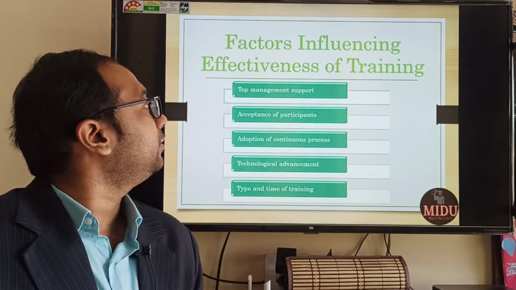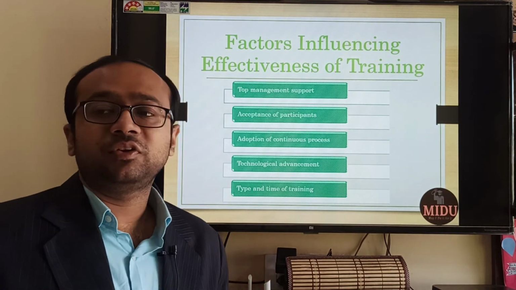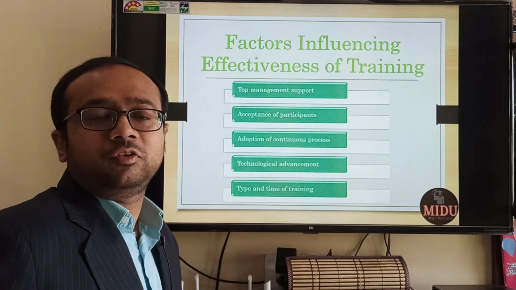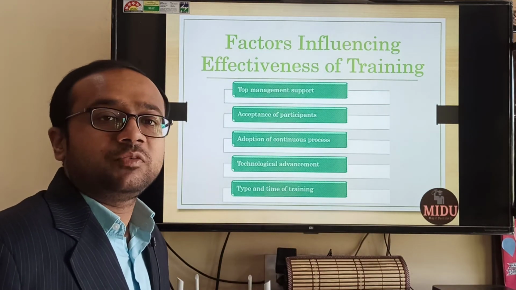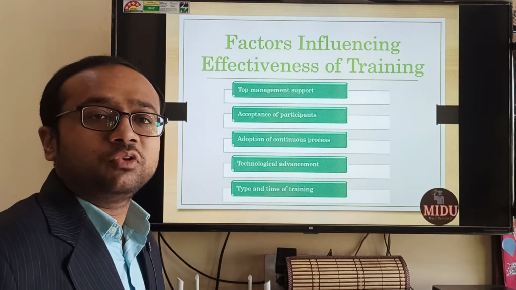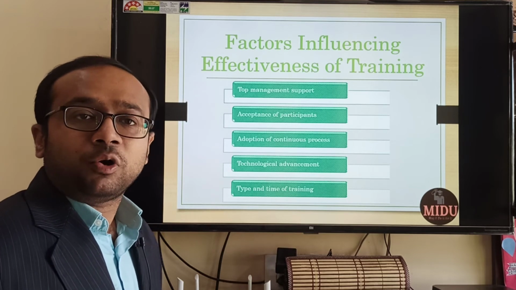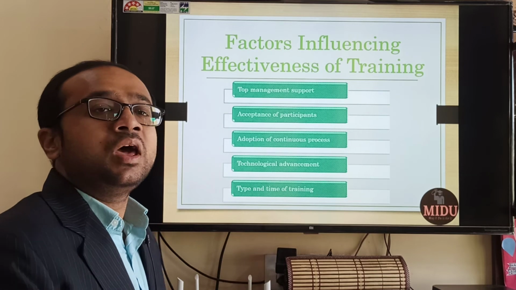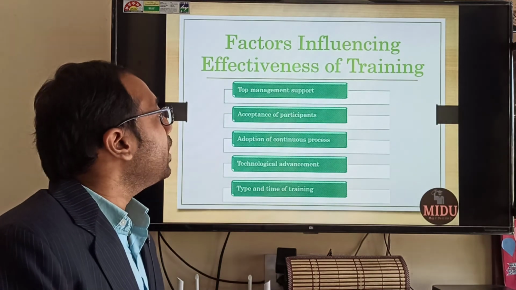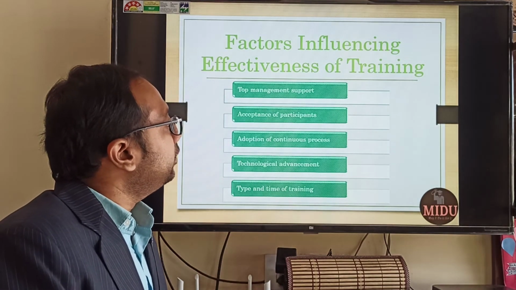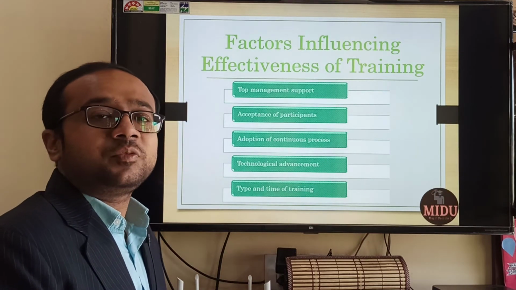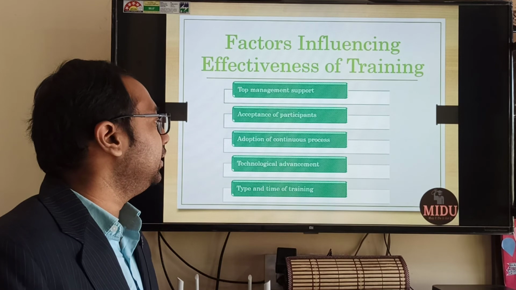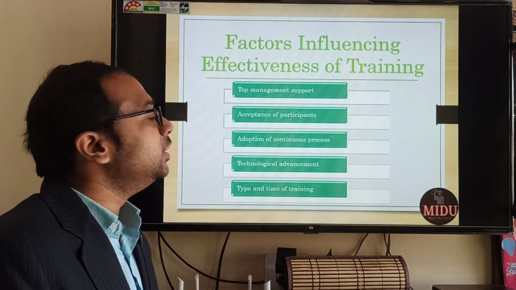Factors influencing effectiveness of training. There are 5 major factors which influence the training to be effective or not. First, definitely, is top management support. As we discussed, top management is one of the most important stakeholders, because without the permission of top management, or top management being okay with your proposal, the program cannot be conducted. Acceptance of participants. Participants should accept, participants should not treat it as a burden but as a learning opportunity, as a growing opportunity. Adoption of a continuous process.